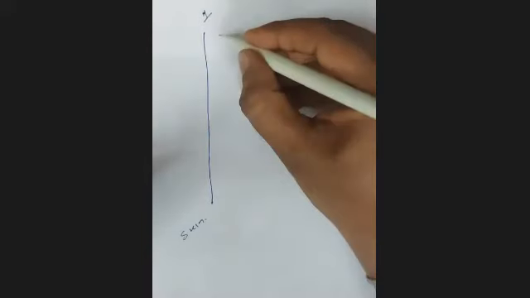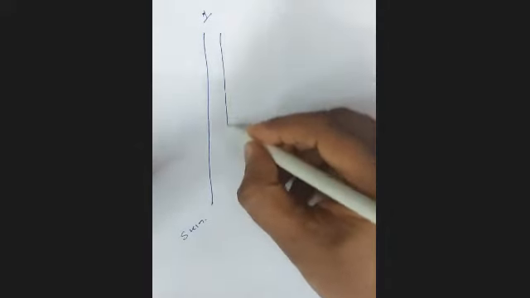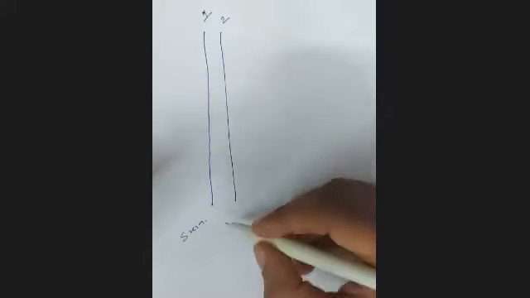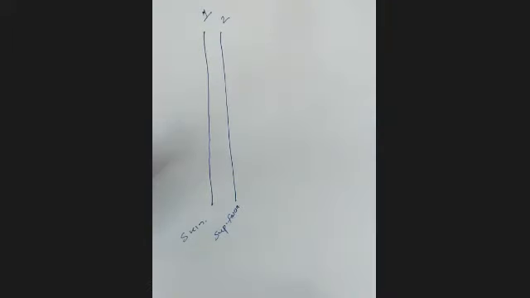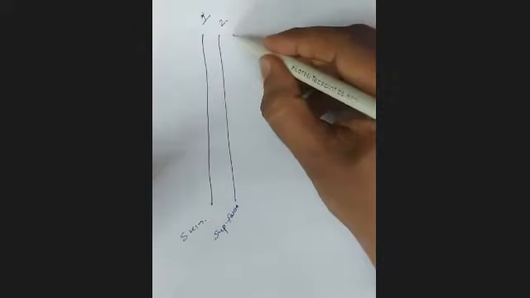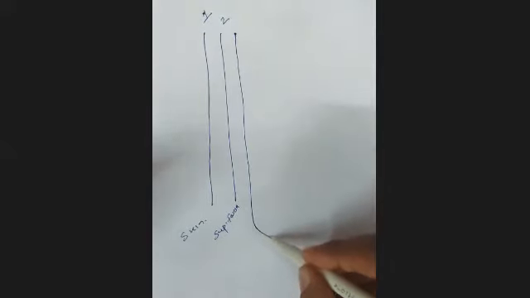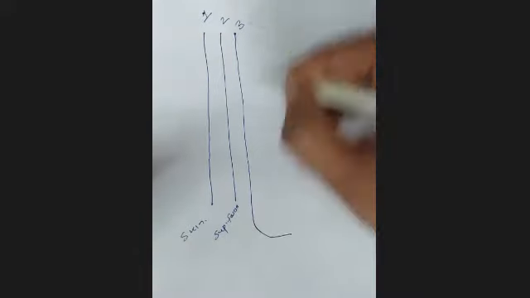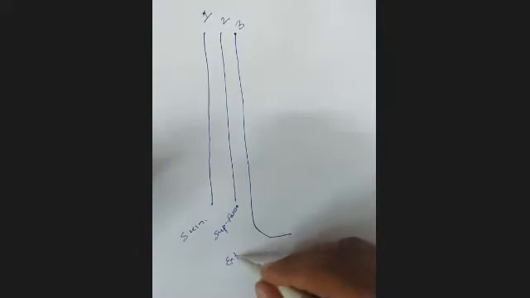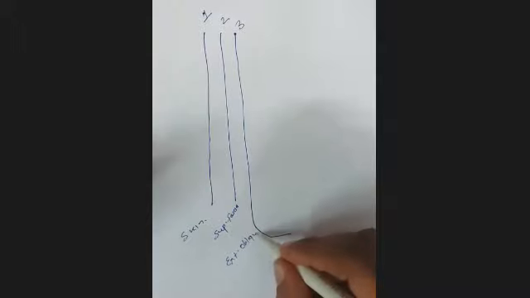So this is layer 1, which is made up of skin. This is layer 2, which is made up of superficial fascia. And as all of you know, layer 3 is directly the external oblique muscle.